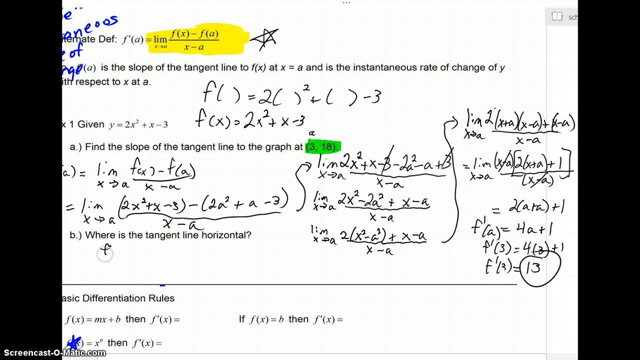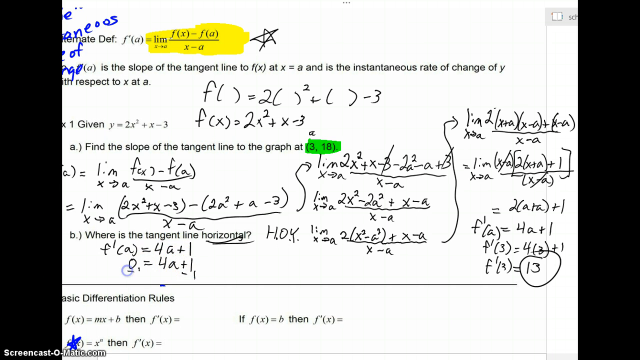Well, your tangent line slope we just found to be 4a plus 1. And what you can do very quickly is realize horizontal lines have slopes of 0. We had the acronym HOY in Algebra 2 and all throughout your math classes to tell you that horizontal lines have 0 slope. They always have y equals some number.